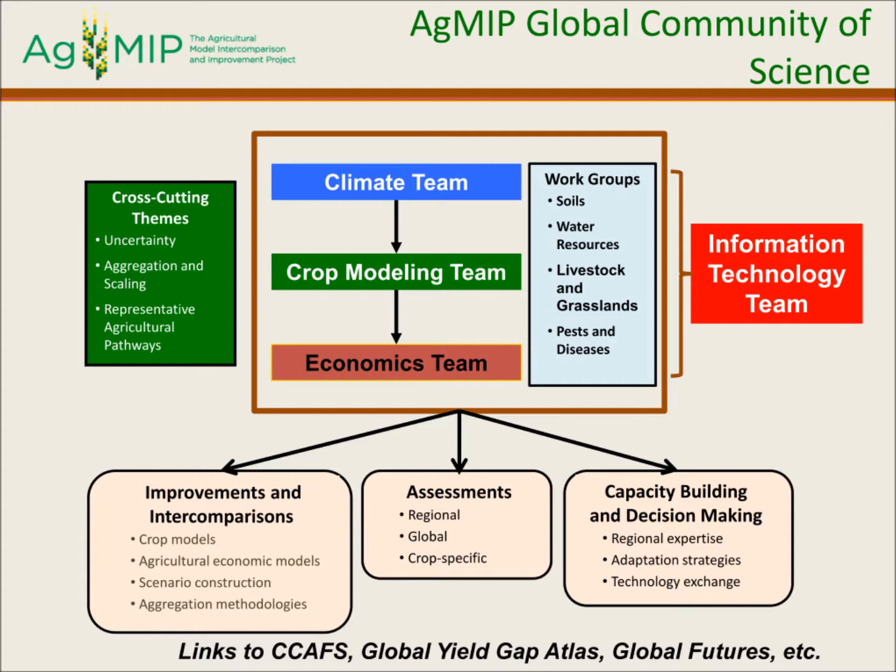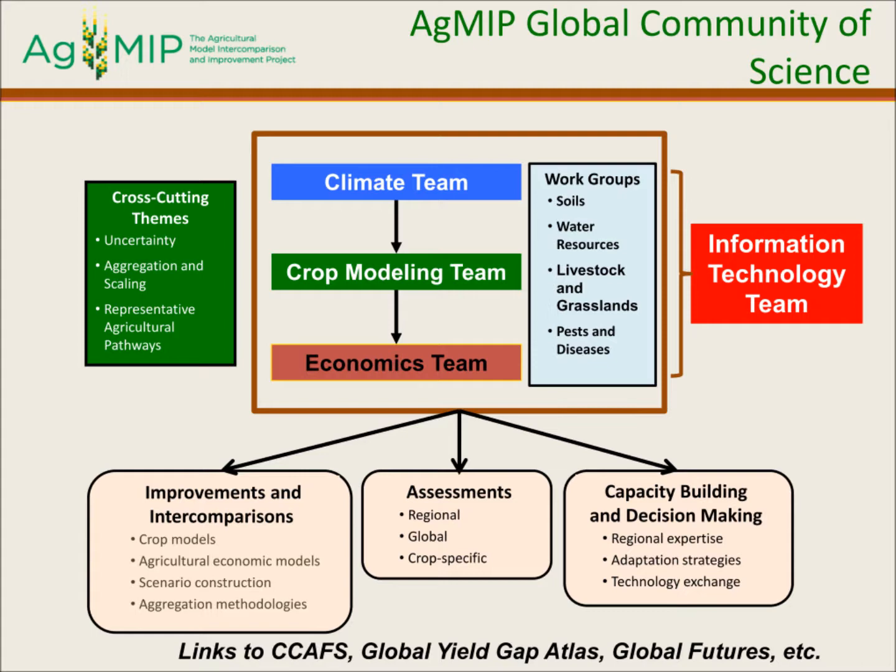A number of people in the UK are working on various aspects of these AgMIP teams, working on particular research questions in each area. There are a number of cross-cutting themes like uncertainty, and it's being co-led out of the UK. Mike Rivington is one of the co-leads on that, and Andy Challoner is another one, for example. Aggregation and scaling, representative agricultural pathways. I'll talk a little bit more about that later.